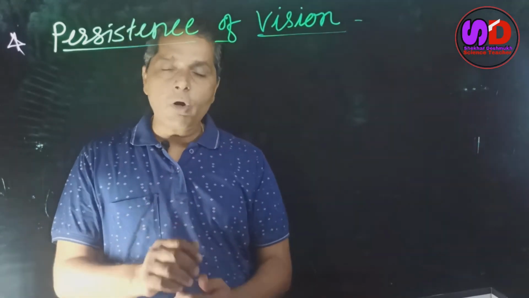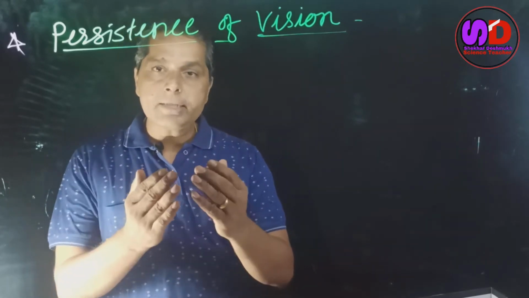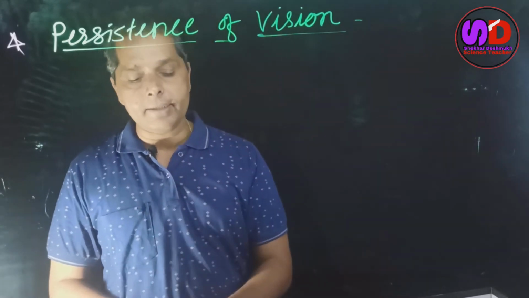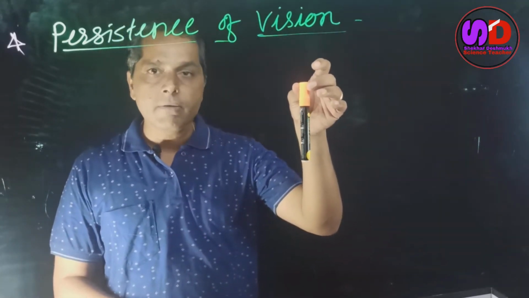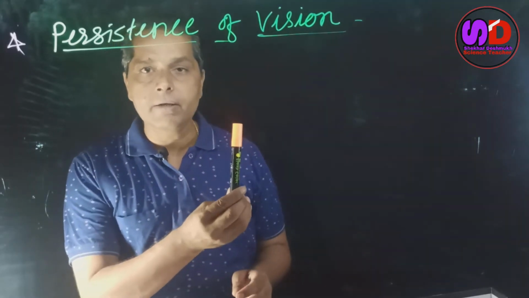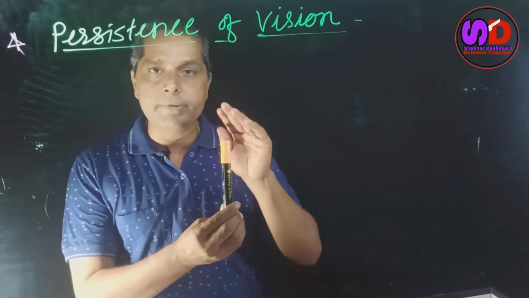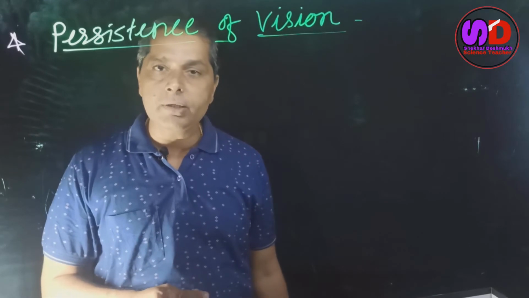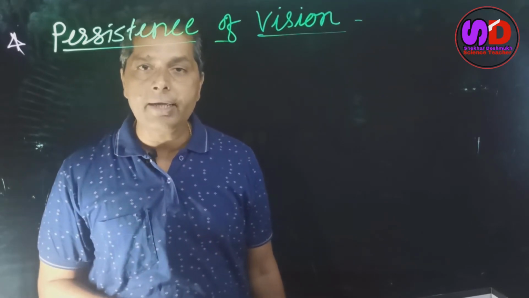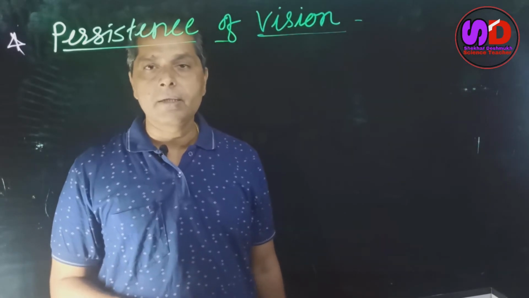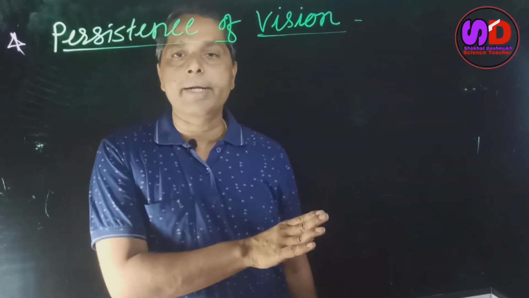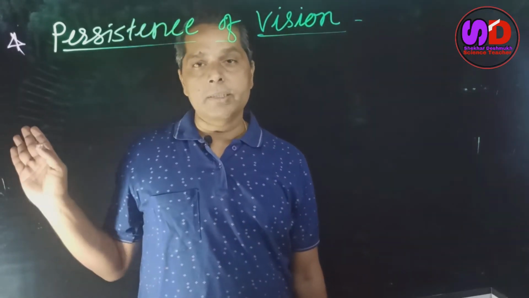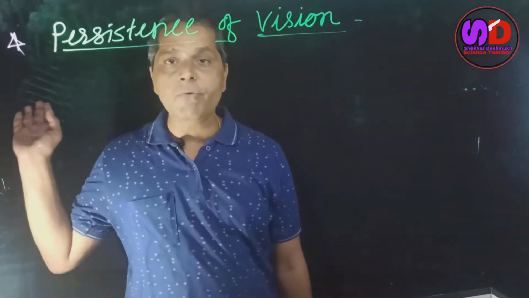Students, what happens actually is, why can we see any object? I can see this marker here, or you can see this marker here, because the image of this object is formed on our retina. And as soon as I remove this object from in front of your eye, the image which is formed on the retina is also removed from the retina.